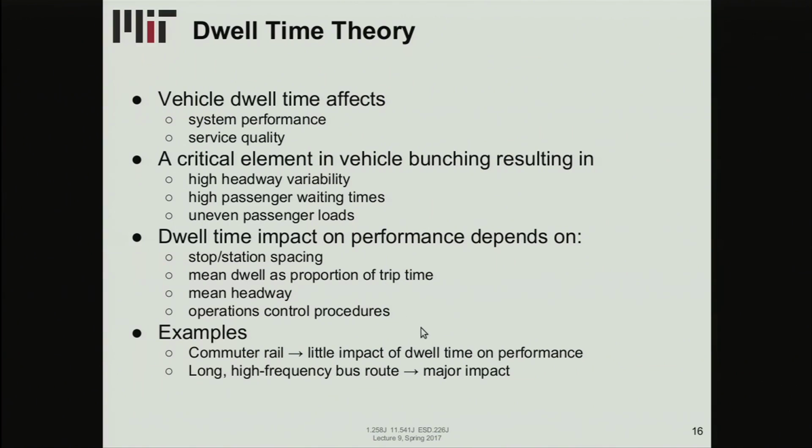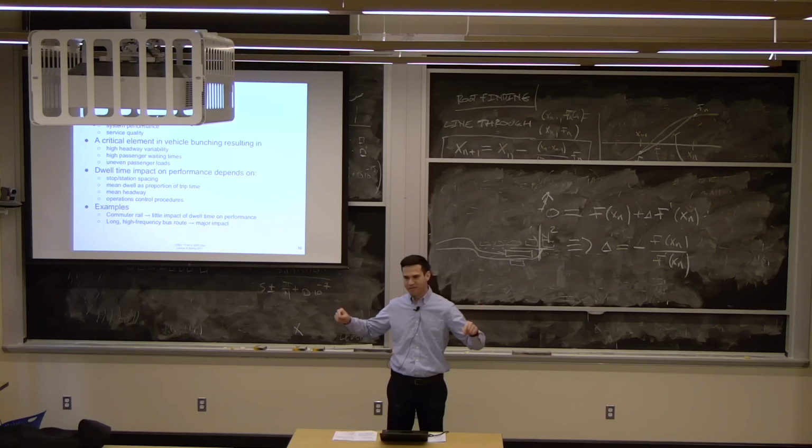Okay, so there are operations control procedures that can be used here. Some examples based on these factors. On the one hand, you have commuter rail. We gave that example earlier. Little impact of dwell time on performance. That makes sense. Commuter rail has long distance between stops. It stops at every stop, and most of the time is spent in movement, right? So the percentage of time spent dwelling is small.